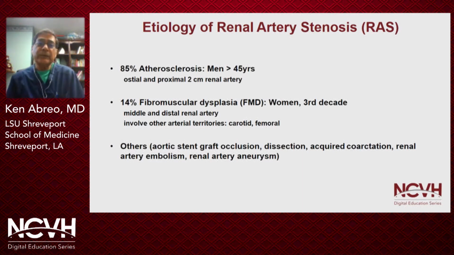Actually, in both atherosclerosis and fibromuscular dysplasia, other arterial beds are involved. For example, in women, carotid and femoral, but you can also see carotid involvement in atherosclerosis. Rarely, stenosis could result from the placement of an aortic stent graft or from dissection of the aorta and so on.